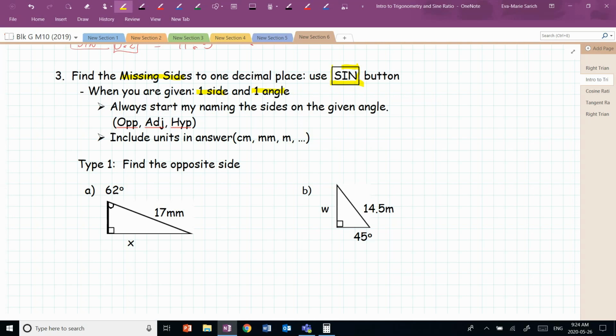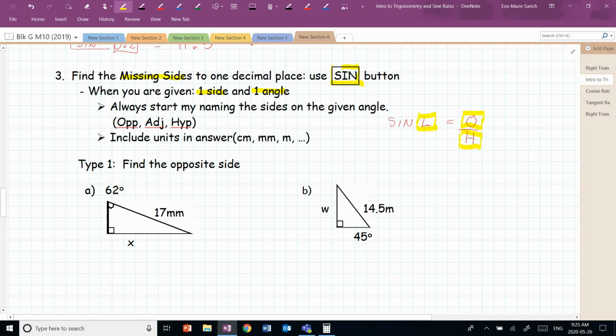Because remember, in this ratio, we've got the sine of some angle is equal to the opposite over the hypotenuse. So here's our three pieces of information. We've got an angle, we've got an opposite side, we've got a hypotenuse. Those are three pieces of information. If we've got two of them, we can find the third one. Any two that we have, we can find the third, okay?